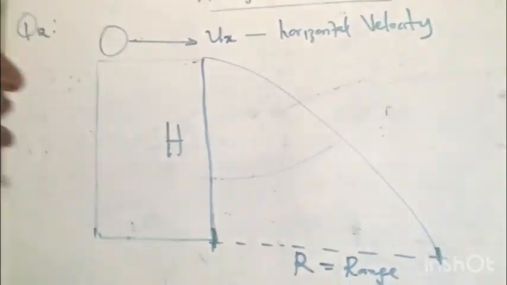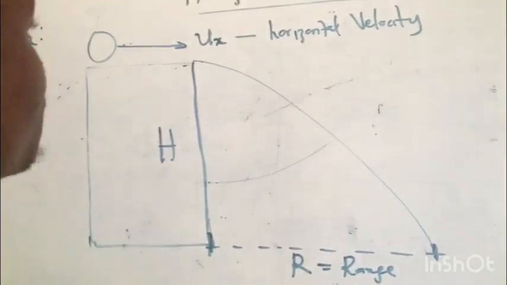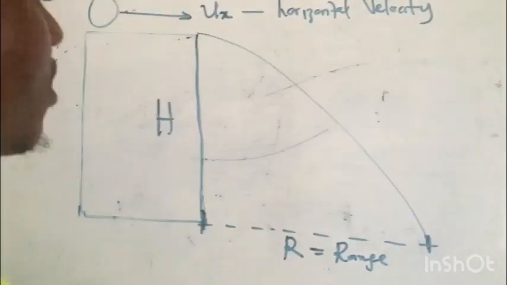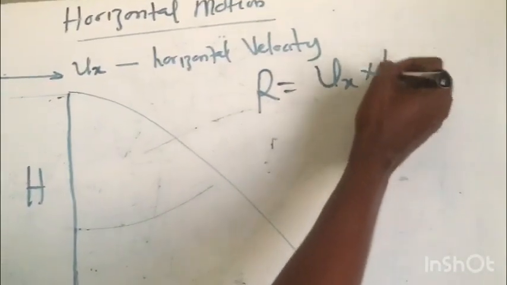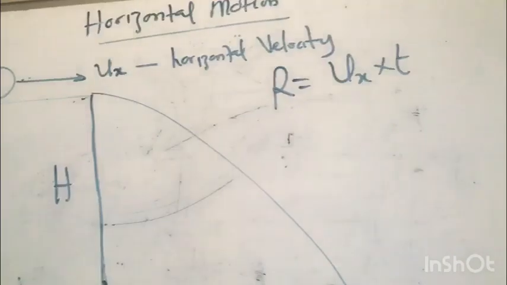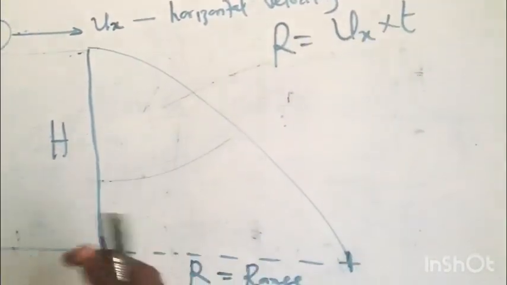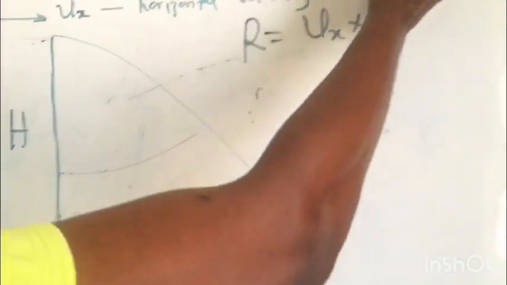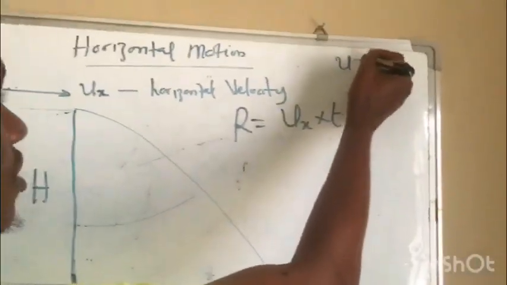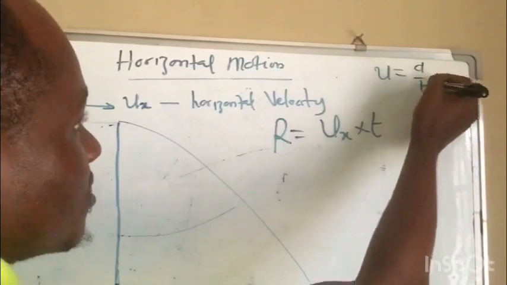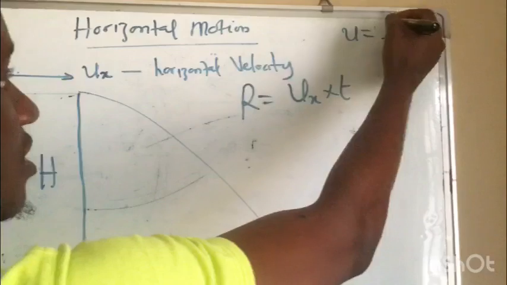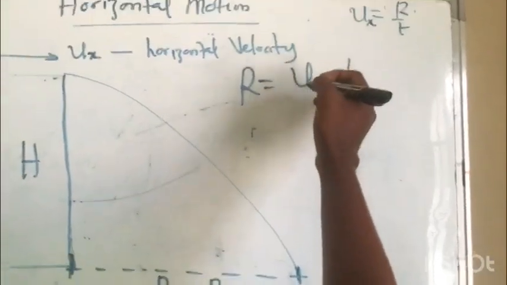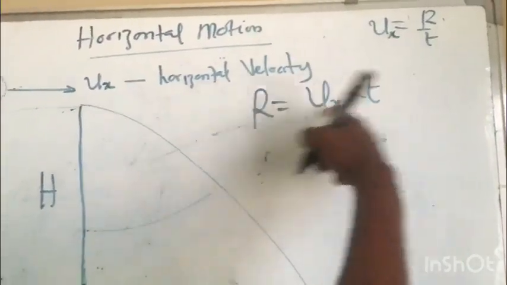Now, these are the key few formulas we need under our horizontal motion. The range is just like the distance. It's ux multiplied by the time it takes the ball to fall: R equals ux multiplied by t. Don't forget, under our normal velocity, u is distance over time. The distance, instead of using d, we have changed it to range. And this is horizontal velocity now. If you cross multiply, our range is just what?